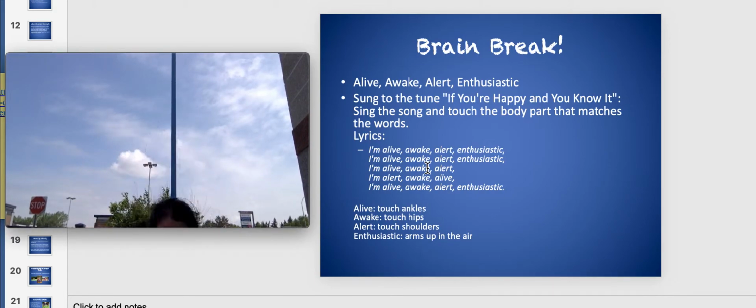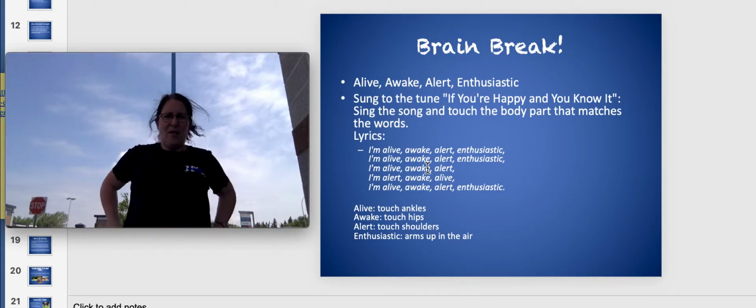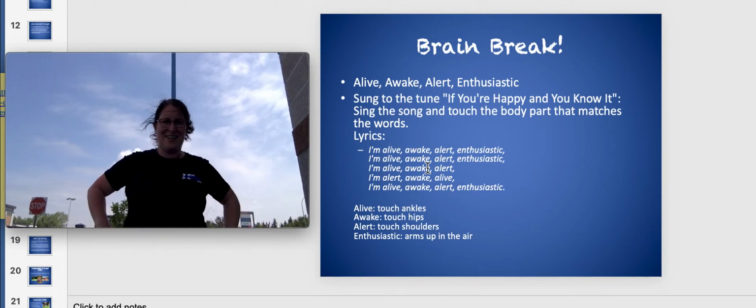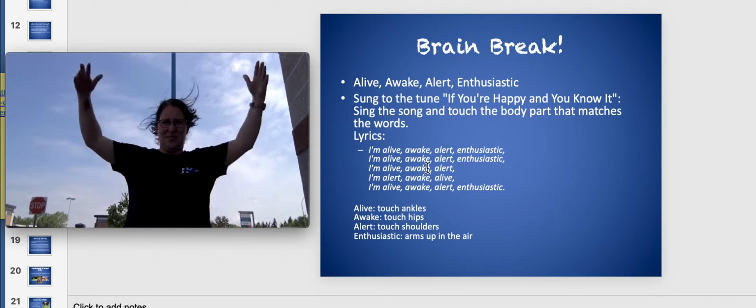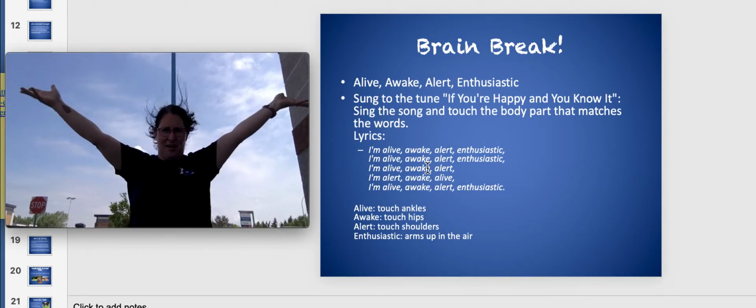So alive is touch your ankles, awake is touch your hips, and alert is touch your shoulders, and enthusiastic is hands up in the air.